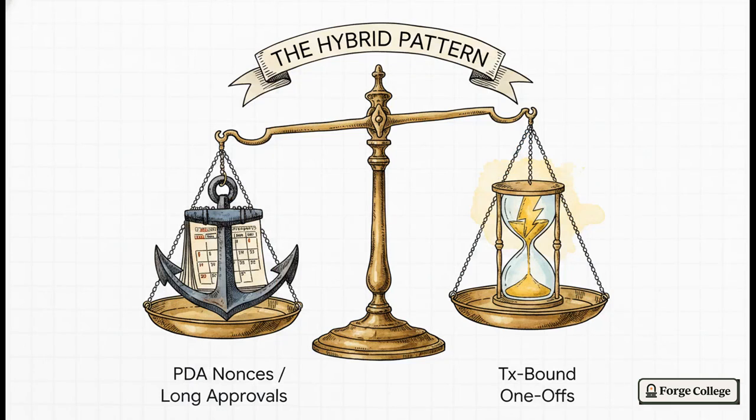Well, a lot of times the most pragmatic design choice is what we call the hybrid pattern. You use lightweight PDA nonces for long-lived persistent approvals, where the user really wants that smooth EIP-2612 style sign once, use later experience. But then you also support quick transaction-bound permits for immediate one-off operations to save on those rent costs. It really gives you the best of both worlds, ultimate flexibility while maintaining absolutely rock-solid vault security.